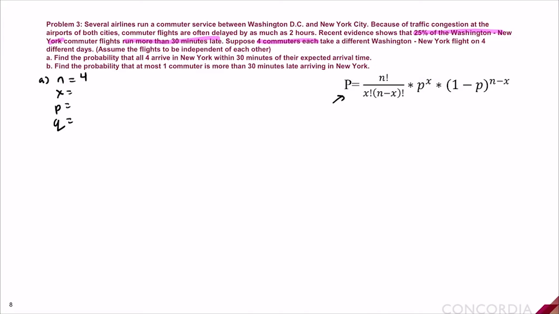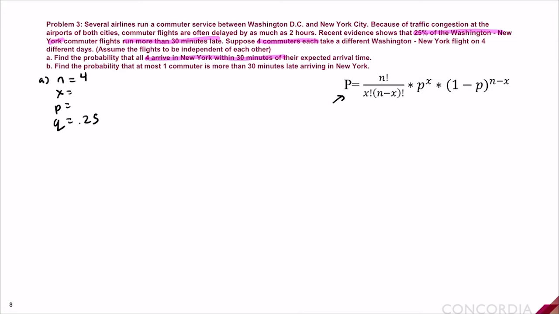Our x, the problem tells us that there is a 25% chance of a flight running late. However, is A asking us for the flight running late or arriving on time? It is asking us that the 4 flights will arrive within 30 minutes. Therefore, they're asking us for them to arrive on time, while the 25% is for them to arrive late. Therefore, the 25% is not our P, but rather our Q, since it is the probability of the commuters not arriving on time.